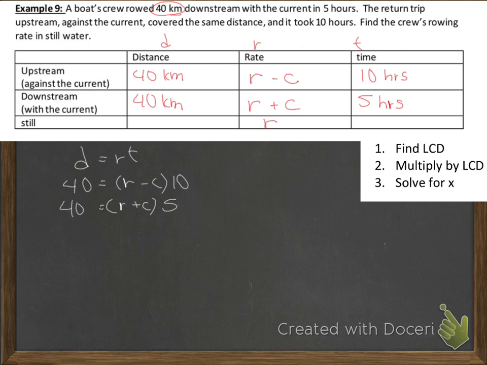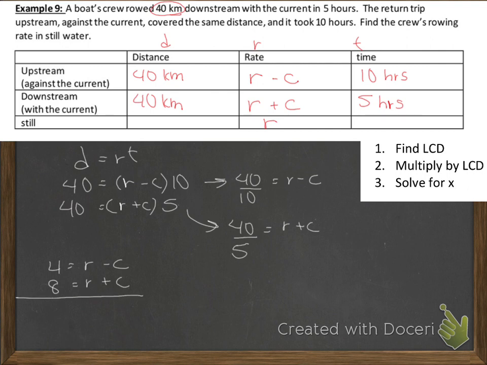If you want, you can pause this video and think about how you would proceed to solve this. I myself am going to do exactly what we did last time, and write it as 40 over 10 is equal to R minus C, and then 40 over 5 is equal to R plus C. That makes it a lot easier to solve. So we have 4 is equal to R minus C, and 8 is equal to R plus C.